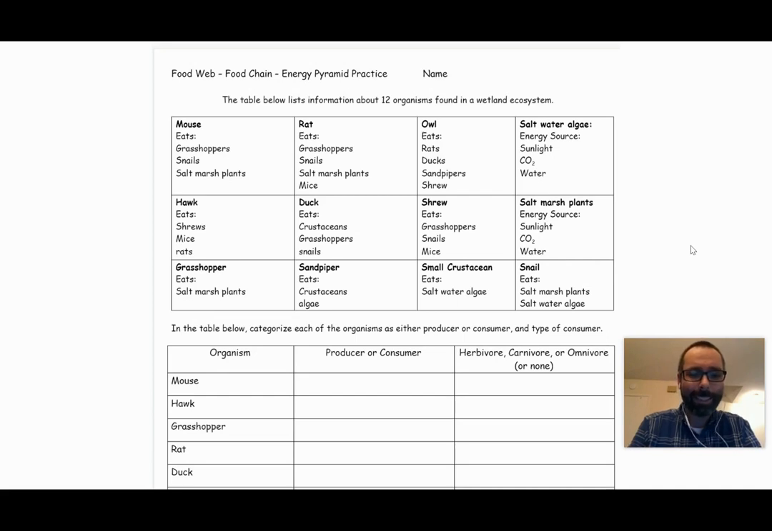But the idea here is that each of these organisms, it tells you what they eat or don't eat. And your job is to go through the bottom part here, and for every organism, write down, is it a producer or a consumer based on the information given? And then if it is a consumer, fill out, is it an herbivore, carnivore, or omnivore? You don't have to put anything if it is a producer, because we don't have to get into the different types of producers. So please do that now.